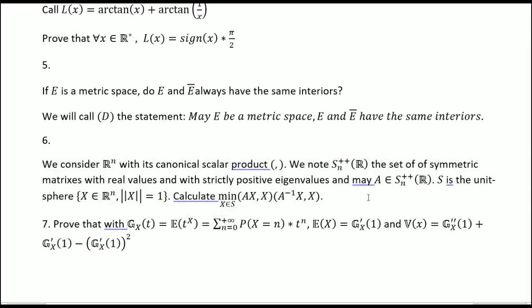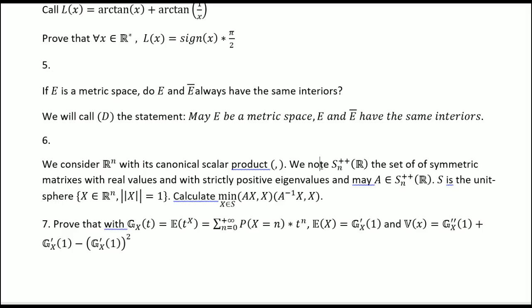So we consider R to the power n, so R times R, with n being a non-zero integer, and the canonical scalar product that I note like this. So you put the first thing here, the second thing here. It's the scalar product. We note S n plus plus of R the set of symmetric matrices with real values and with strictly positive eigenvalues. It's kind of complicated, but we'll get through. And A being a matrix of that set.